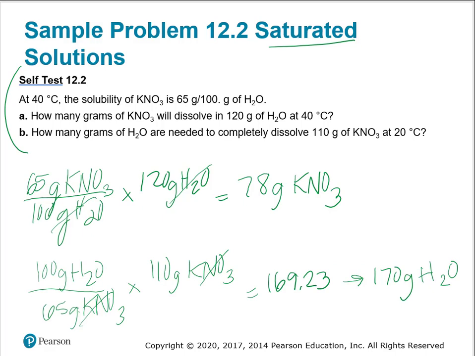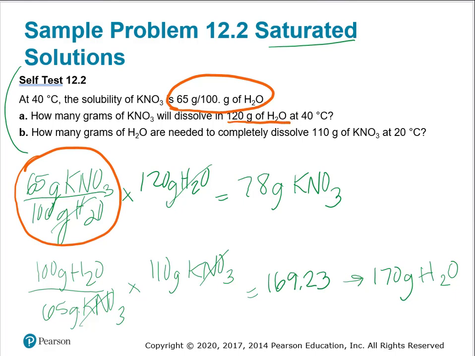Let's look at our answers. We're told that the solubility is 65 grams of potassium nitrate per 100 grams of water. So I wrote our conversion factor like this and then multiplied it by 120 grams of water. Notice that grams of water and grams of water cancel. So that would give me 78 grams of potassium nitrate that will dissolve.